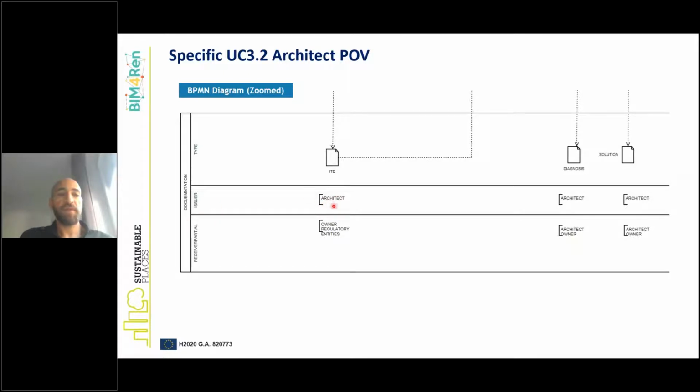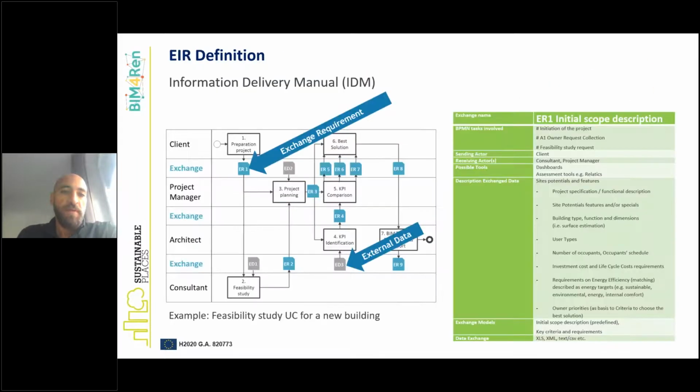So we need to define who is the issuer of that document, and then who is the receiver. So the owner will receive this information, and so on. This is all applied for each process inside the building. This all brings us to this important phase to define the information delivery manual by defining all the exchange requirements and all the exchange data.